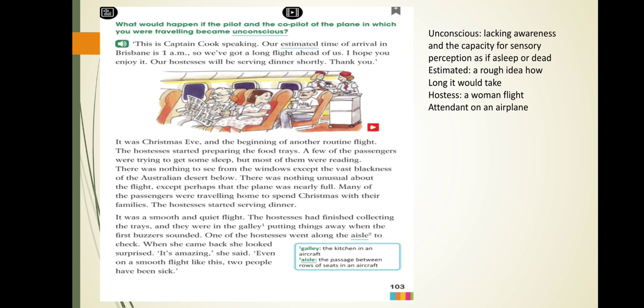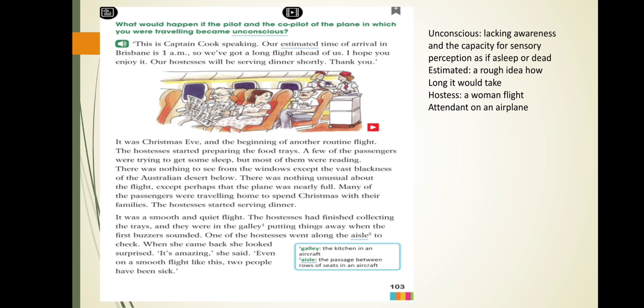The hostesses had finished collecting the trays and they were in the galley. What is galley? It is given here. The kitchen in an aircraft is called the galley. Putting things away when the first buzzers sounded. One of the hostesses went along the aisle to check. When she came back, she looked surprised. "It's amazing," she said. "Even on a smooth flight like this, two people have been sick." What do you mean by aisle? Aisle is the passage between rows of seats in an aircraft.